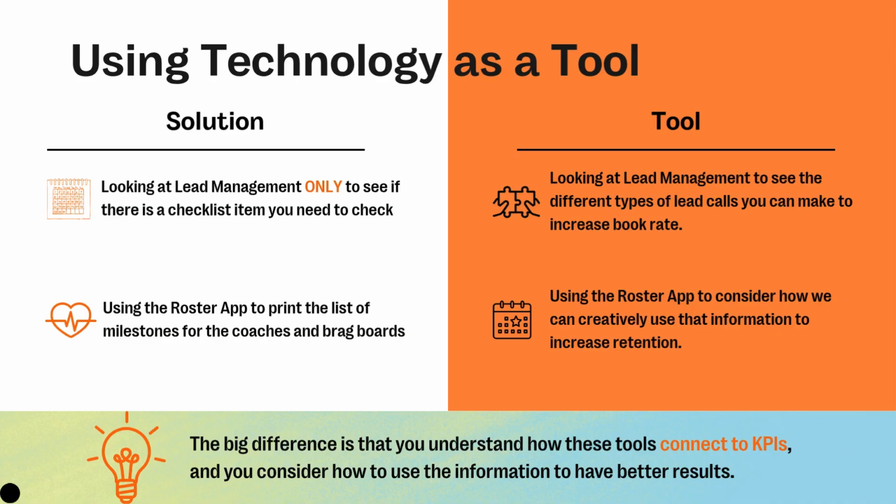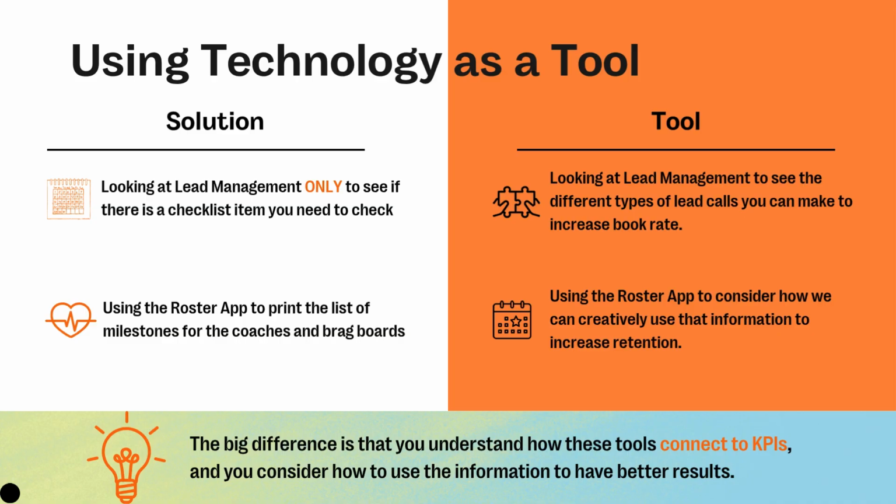The same goes for the roster app. Can we use it just as a way to print off the milestones for coaches and prep those brag boards? Sure, but we can also use it creatively. Look at all the information that it gives you. It talks about people that are coming back after a long absence. It talks about the number of classes and birthdays. How can you use this with something other than printing the list for coaches and something other than brag boards?